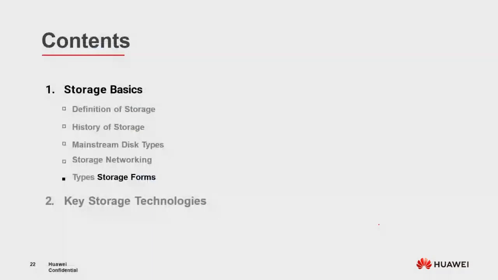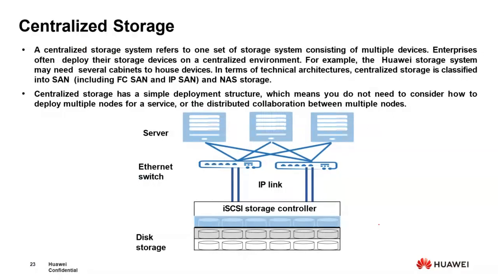So, types of storage, forms of storage. Basically, there are 2 main types of storage in networks. That's what is called centralized storage and distributed storage. Centralized storage, just what you need to know. I will tell you the main point that you need to know.